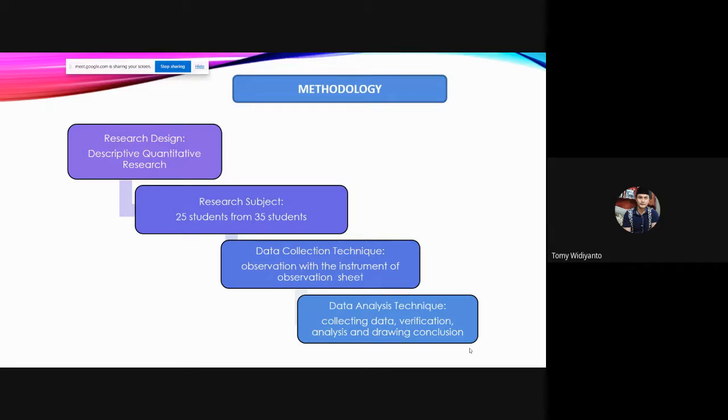And then the research subjects were 35 students, but the sample taken was only 25 students under random sampling. They are samples because there were 7 students who did not translate the text and 3 students who were not active in joining the translation theory course. Okay, and then the data collection technique used observation with the instrument of observation sheets. And then the data analysis technique: collecting data, verification, analysis, and drawing conclusions. Okay, the next one, please.